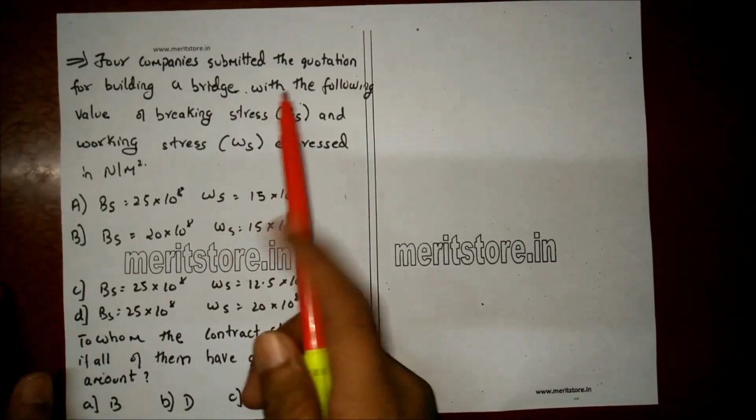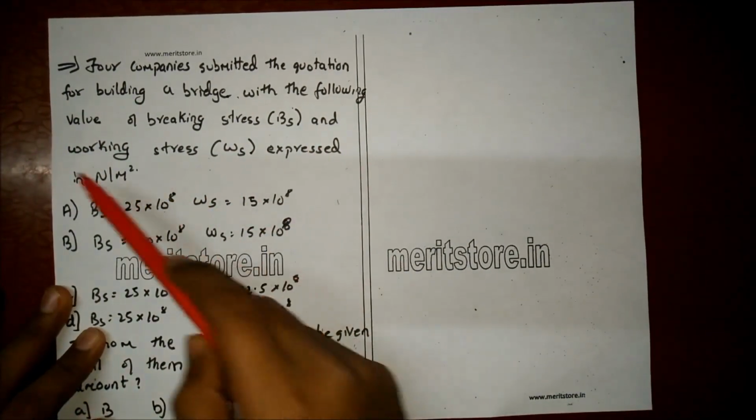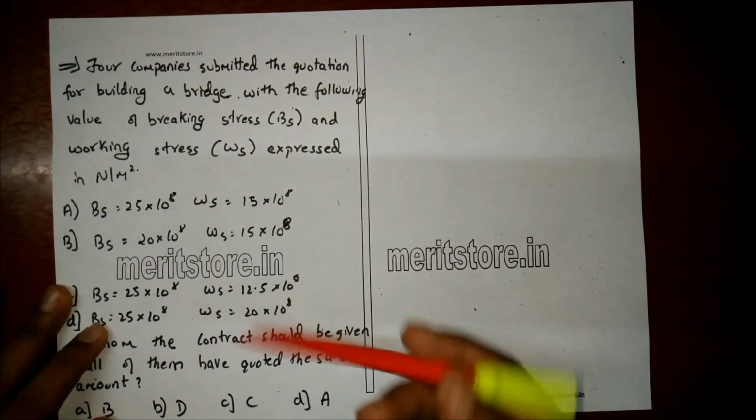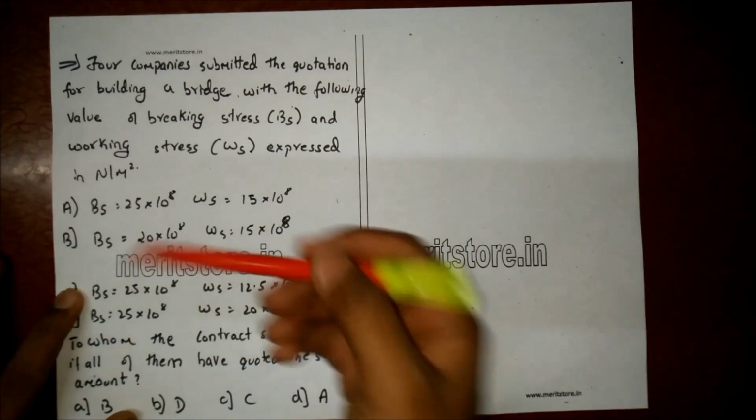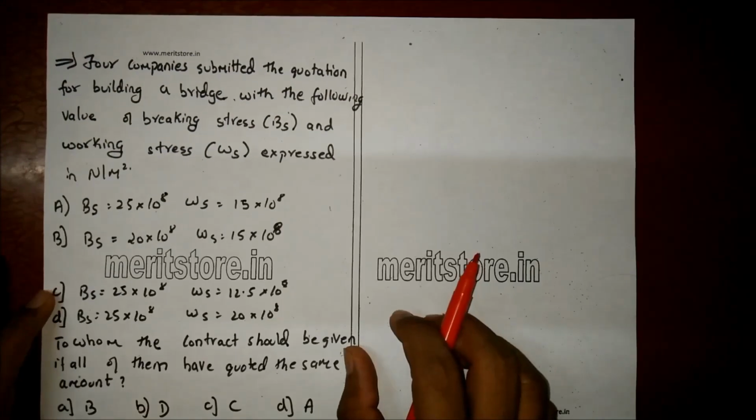The company submitted the quotation for building a bridge with the following values of the breaking stress and the working stress expressed in Newton per meter square. Here are the values of the four companies. To whom should the contract be given if all of them have quoted the same amount?